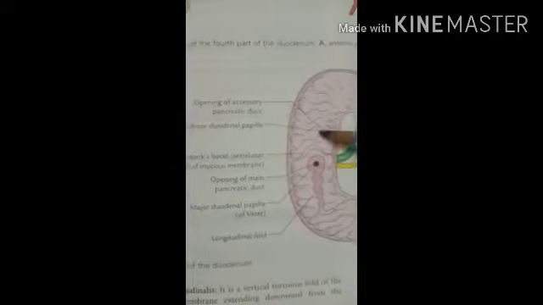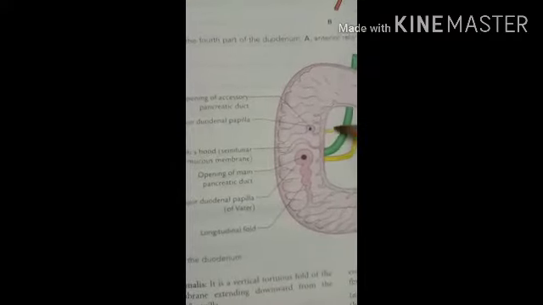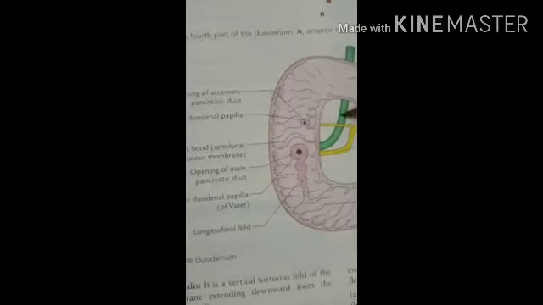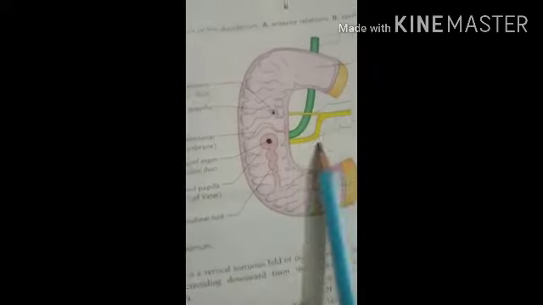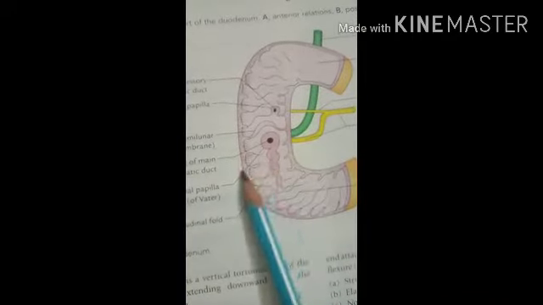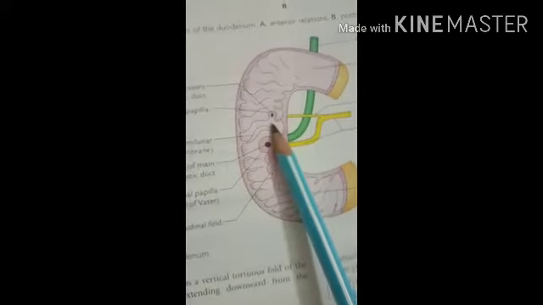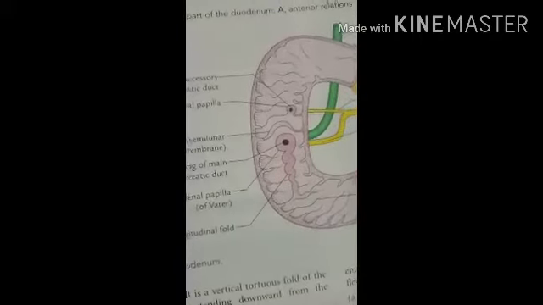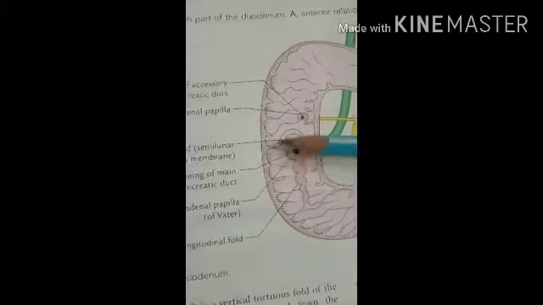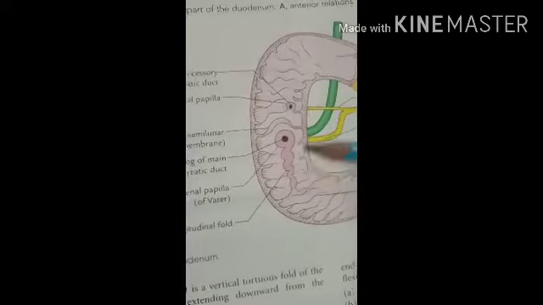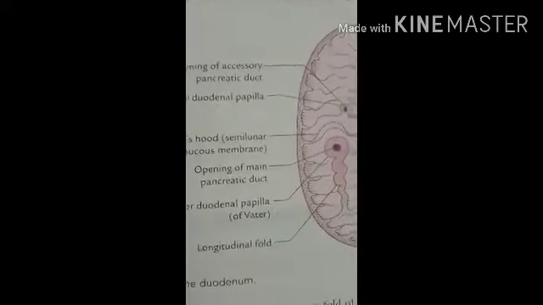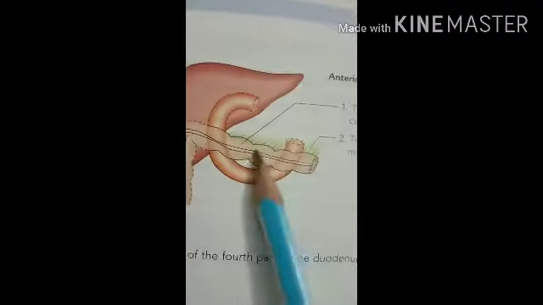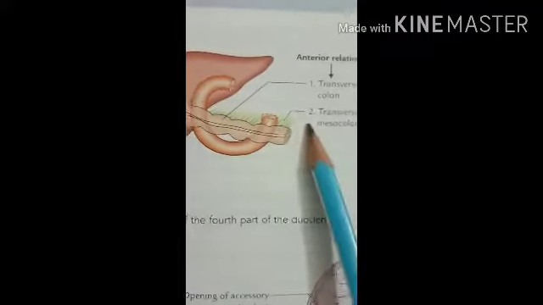Then second, the minor duodenal papilla. It is present 6 to 8 centimeters from the pylorus of the stomach, here, and it presents the opening of the accessory pancreatic duct. So this structure opens into the second part of the duodenum. Then we have to see the third part of the duodenum. So here you can see this is the third part of the duodenum.